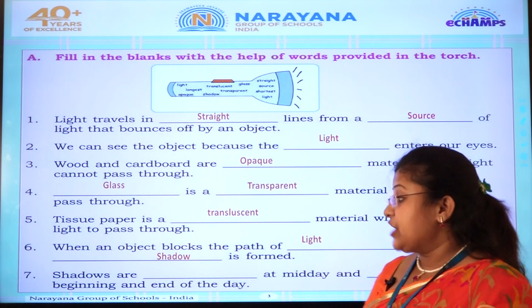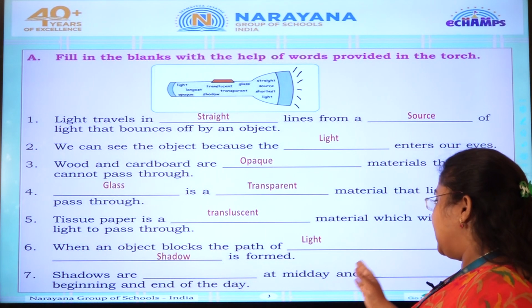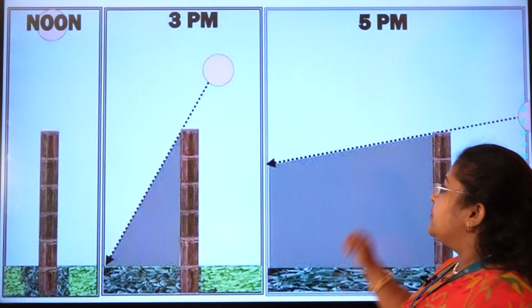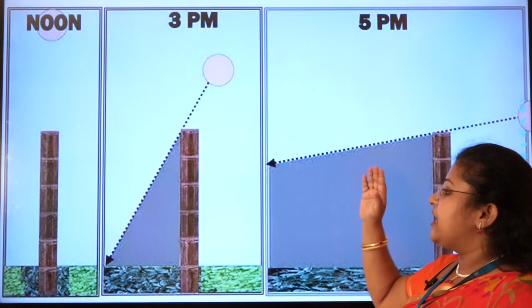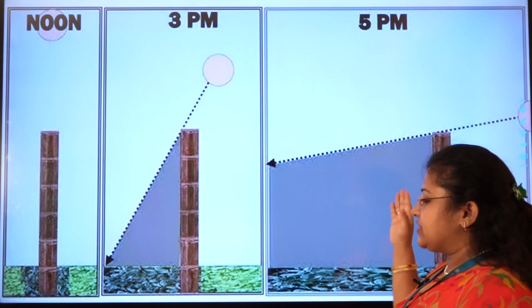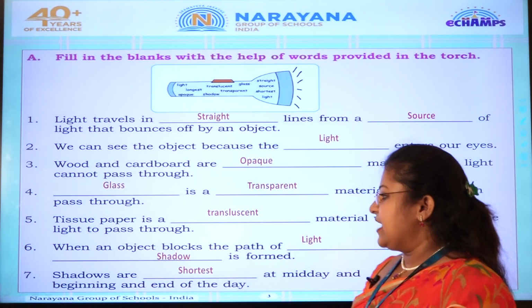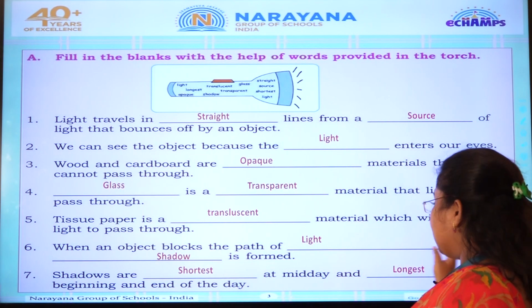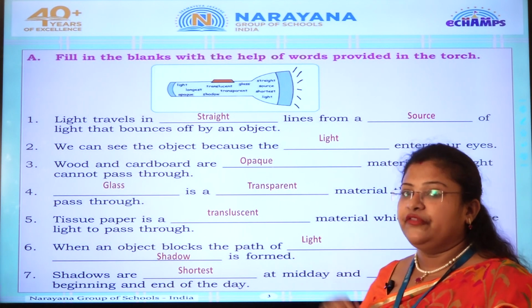Last one: shadows are dash at midday and dash at the beginning and end of the day. We will see the picture. Here are different times. You can see the shadows as well. So what will be the answer? Shadows are shortest at midday and longest at the beginning and end of the day.